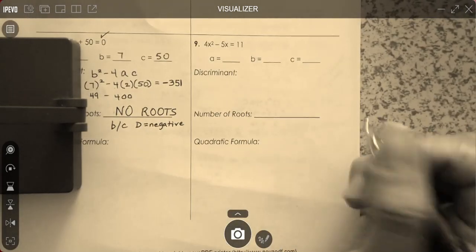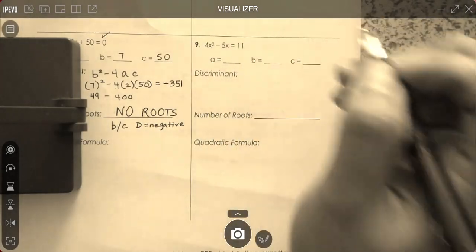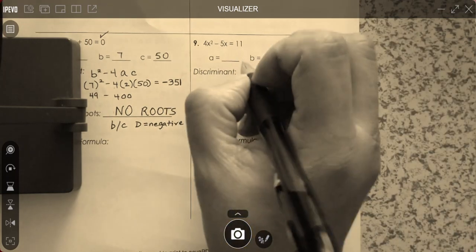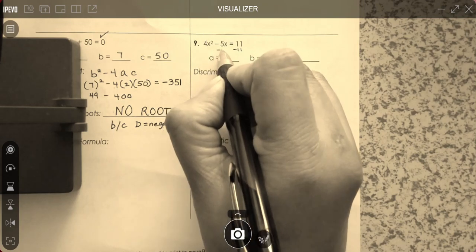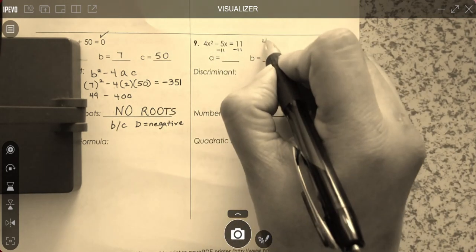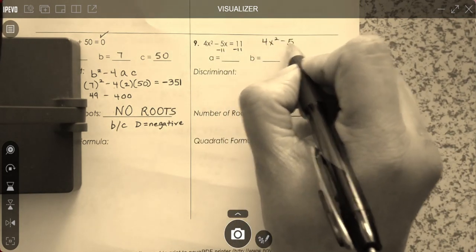Here we go. Now this one, does it equal 0? No, you gotta make it equal 0. So how do we make it equal 0? Subtract the 11 on both sides and equal it to 0. 4x squared minus 5x minus 11 equals 0.